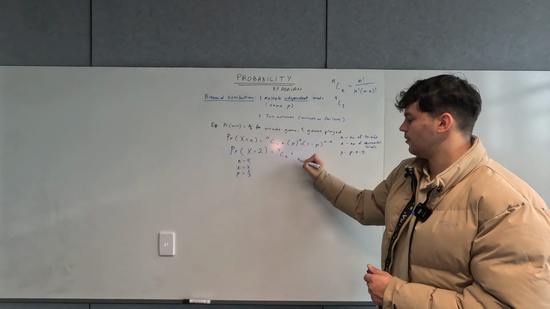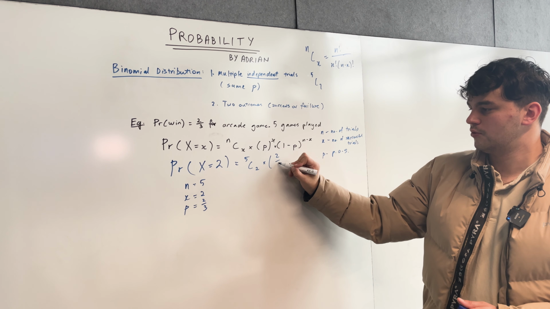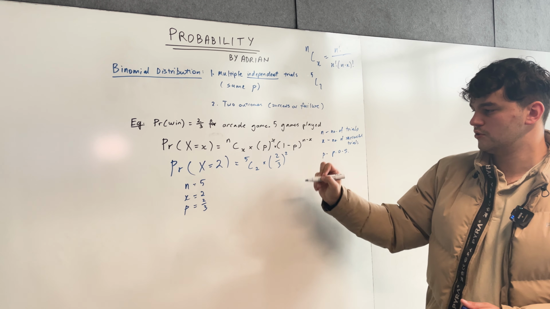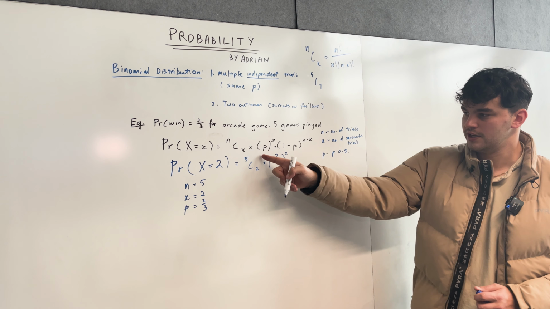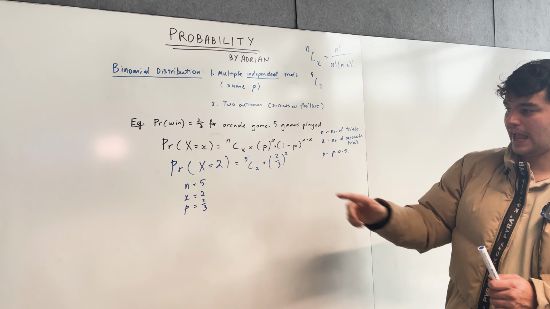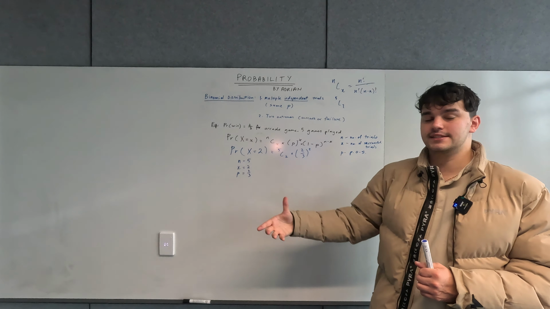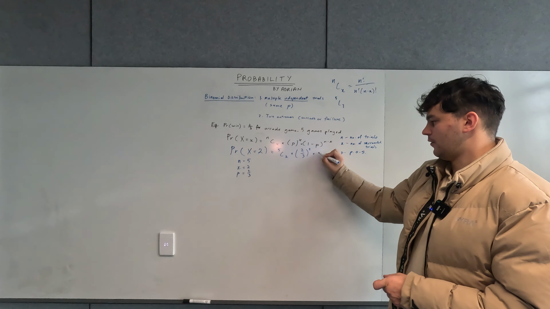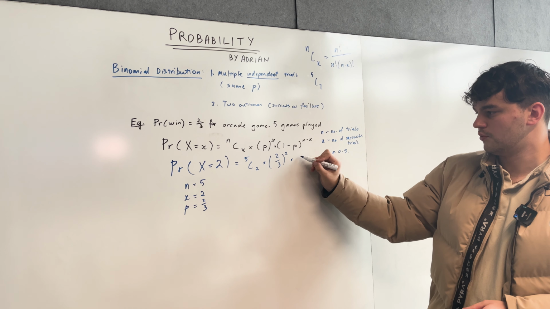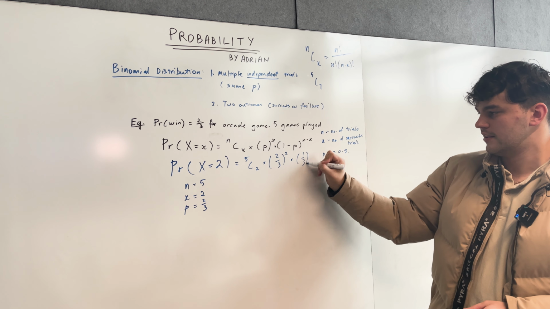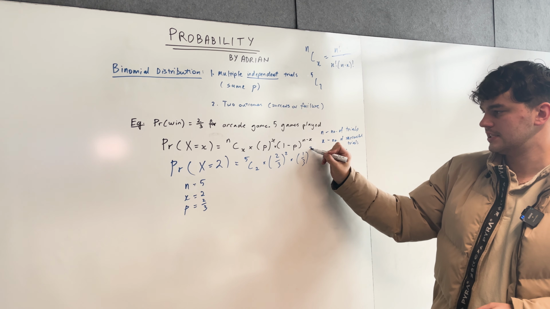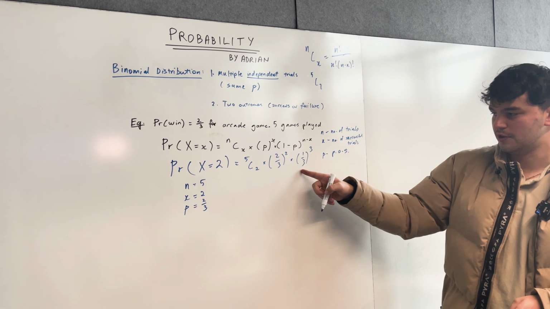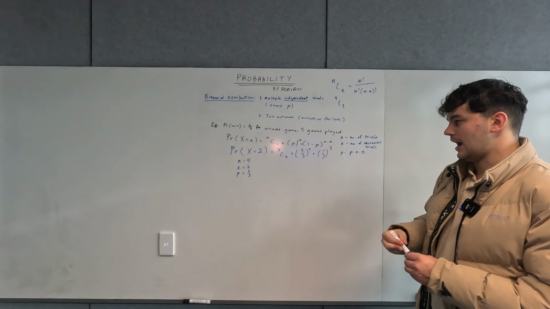We'll just go through the rest of the formula. p is 2/3 to the power of successes, which is 2. This is pretty self-explanatory. p to the power of x is accounting for the probability of the successful trials happening. And then the other one, again, is self-explanatory after this one. 1 minus 2/3 is just going to be 1/3 to the power of 5 minus 2, which is 3. So this is accounting for the probability of the failures occurring.